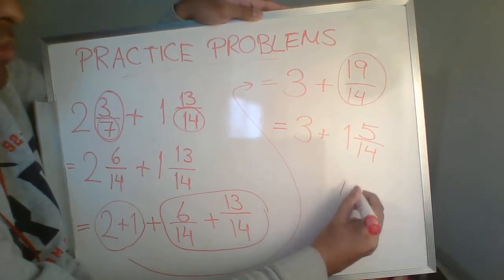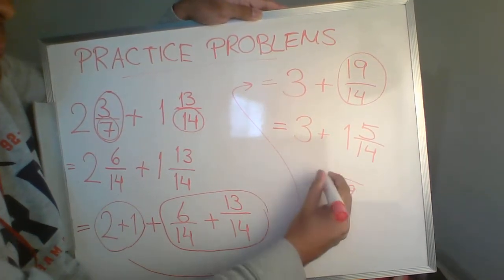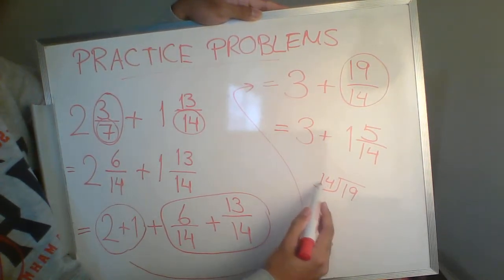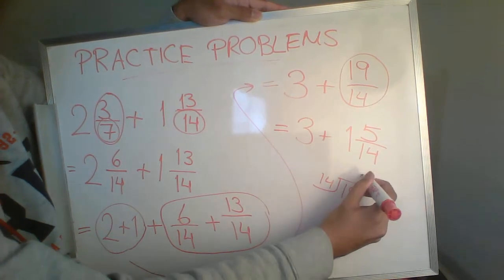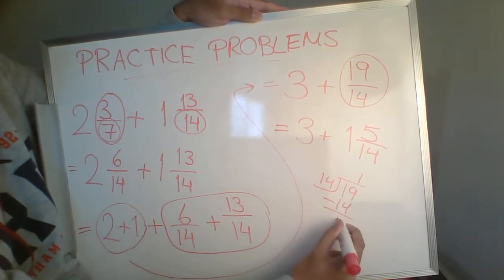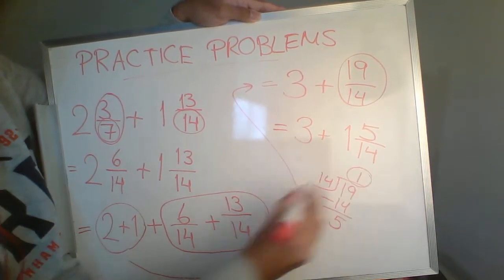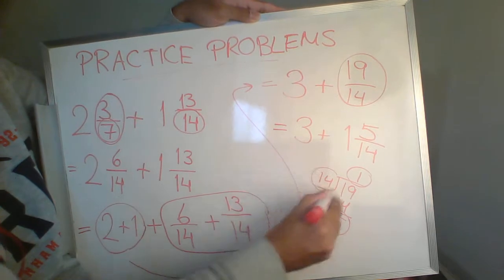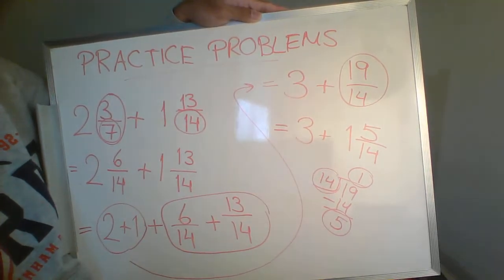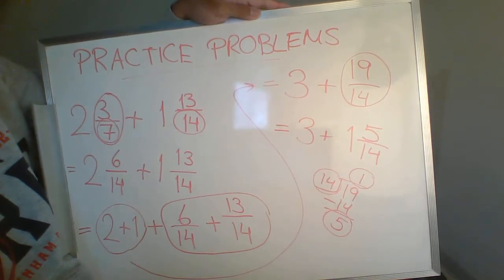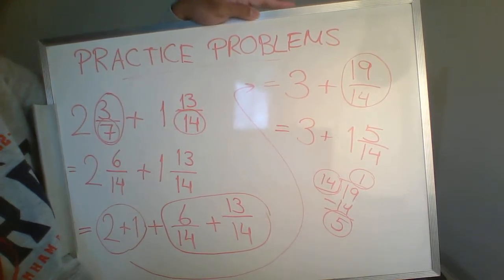You could also do this problem with long division. So if you remember, you ask yourself, how many times does 14 go into 19? It goes in once. We're going to subtract 14, and we're left with 5. That 1 over there is our whole number. This 5 down here is our numerator, and that 14 over there is our denominator. All the pieces of your mixed number are embedded in the solution to that long division problem.